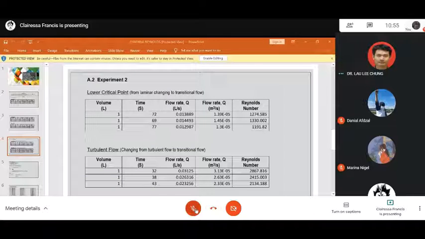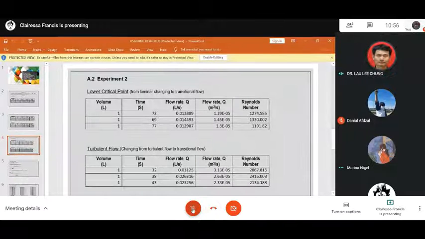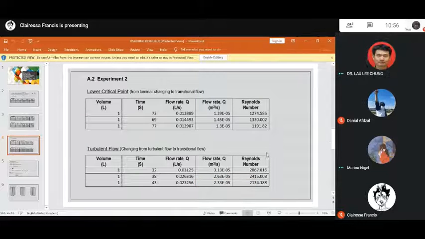Is it to find the flow in the laminar changing into the transitional flow? So to find the boundary condition, to find the critical point where the flow type changes. Yes. Experiment 1, they find the safe Reynolds number that is surely laminar. But in experiment 2, we want to find the critical number. After this number, it will change already. So we want to find the boundary condition, the boundary value.